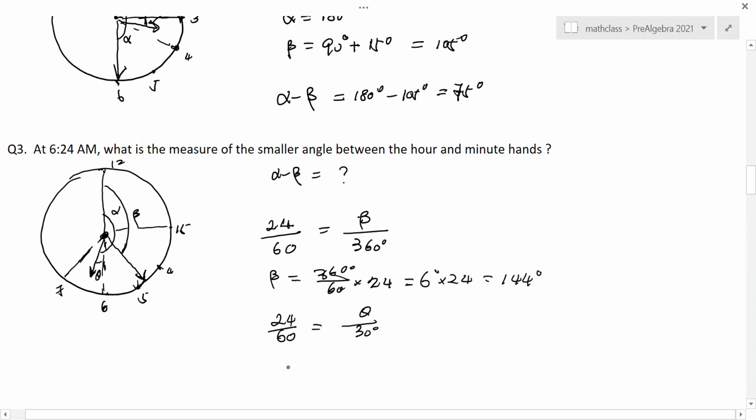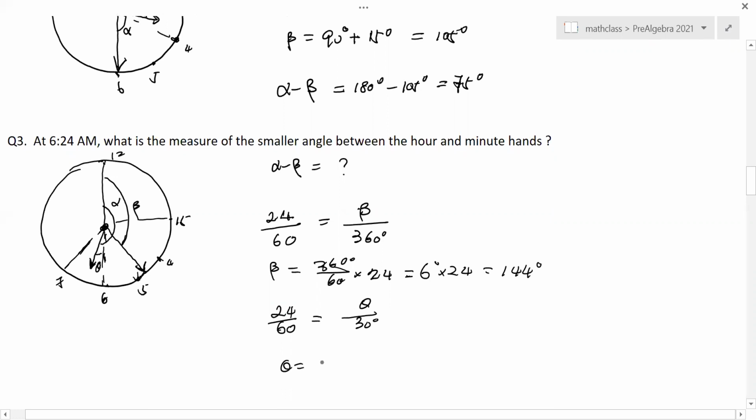Theta changes from 0 degrees to 30 degrees as the minutes go to 60. So we get 30 degrees over 60 times 24. So it's going to be 12 degrees.